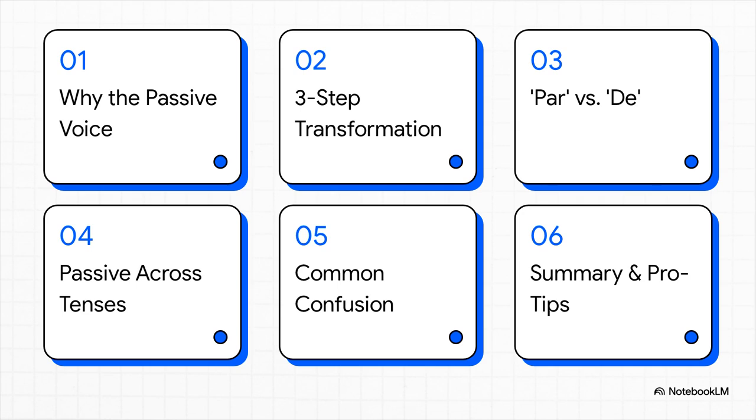So here's our game plan for today. We're going to start with why we even need this thing. Then we'll get into the simple 3-step recipe to build it. We'll also cover those tricky little details like prepositions and tenses, and we'll finish up by clearing up a super common point of confusion and giving you a very handy shortcut.